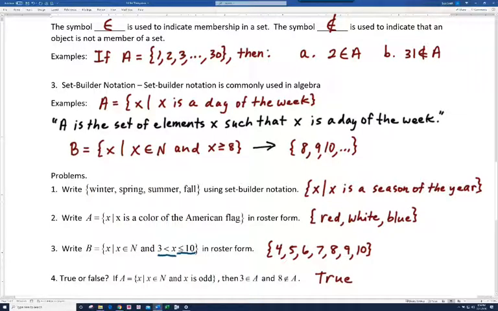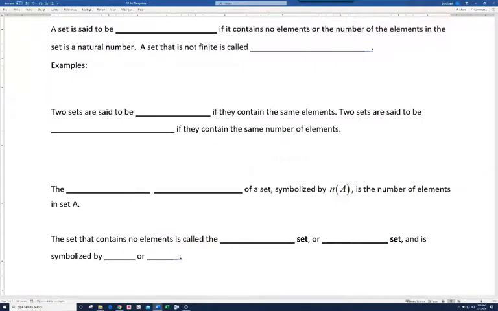In order for this statement to be true, both of those would have to be true. 3 is an element of A, and 8 is not an element of A. They're both true, so the statement is true. All right, let's move on to our last slide.